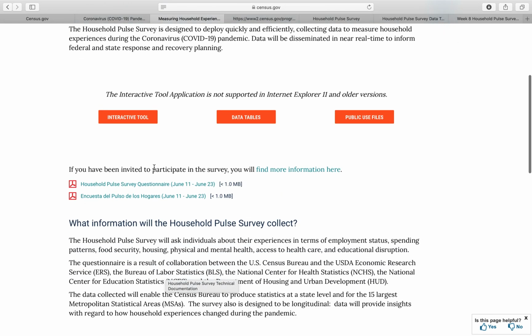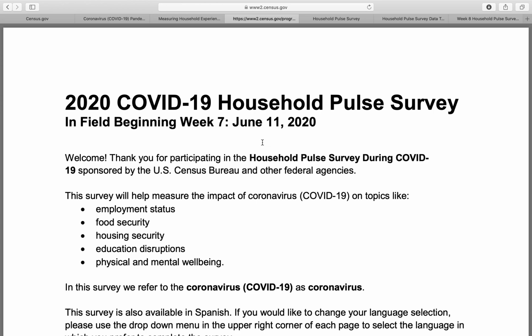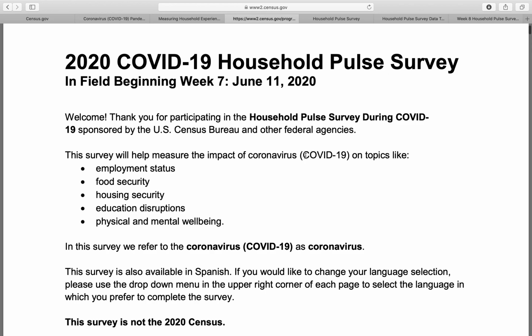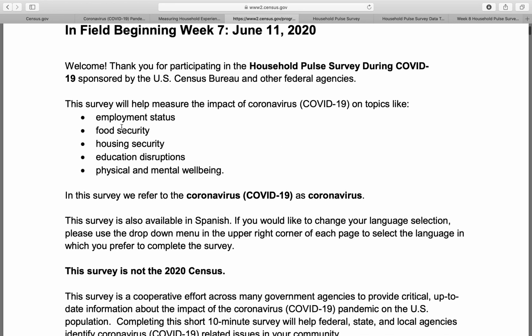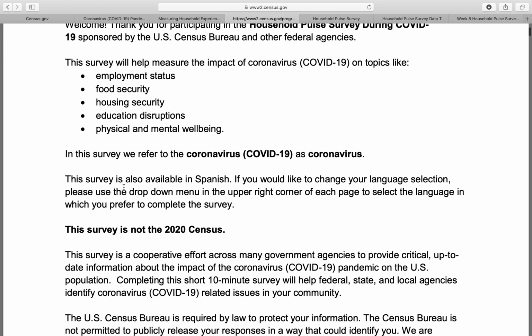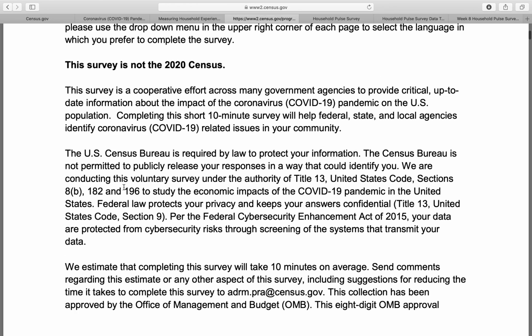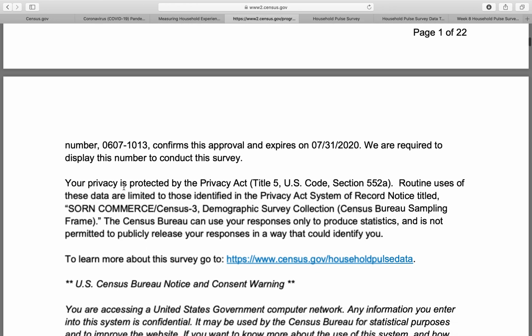I also want you to open up the questionnaire itself, like what people answered. This is the questionnaire they did for the week of June 11th through the 23rd. They say what they read to people: we're going to ask you about employment status, food security, housing security, education disruptions, and your physical and mental well-being. It's not part of the census. This is a separate thing.